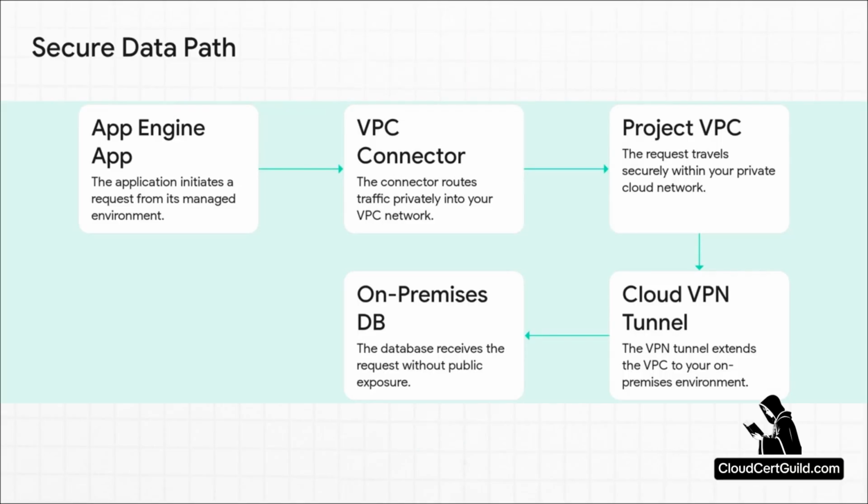And the solution is actually this really elegant, secure pathway. Your App Engine app, it doesn't talk directly to the internet. Instead, it goes through something called a serverless VPC access connector. Think of that as a secure on-ramp to your private VPC network in Google Cloud. From there, a secure Cloud VPN tunnel basically extends that private network all the way back to your building, letting your app talk to your database like they're right next to each other.